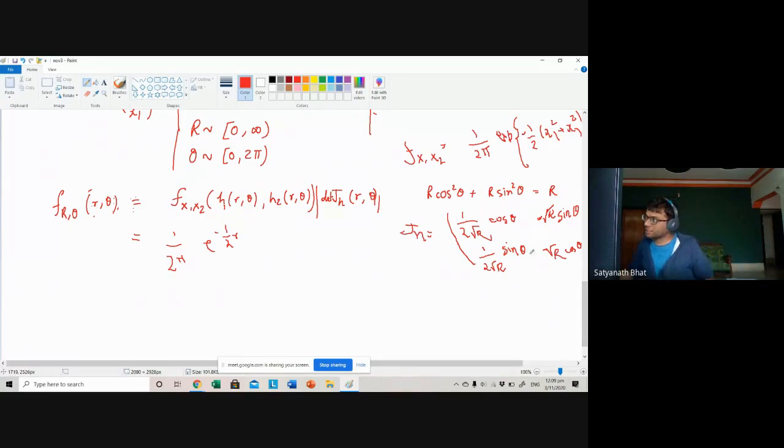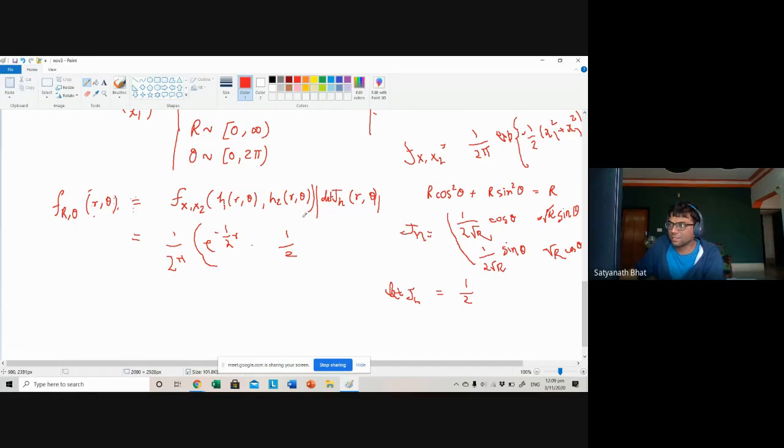So what is the determinant? If you take the determinant, you multiply this and this; the square root of r goes, and there is a half common. So the determinant of GH is going to be half. So you will have 1 over 2 pi, e power minus half r, into half.